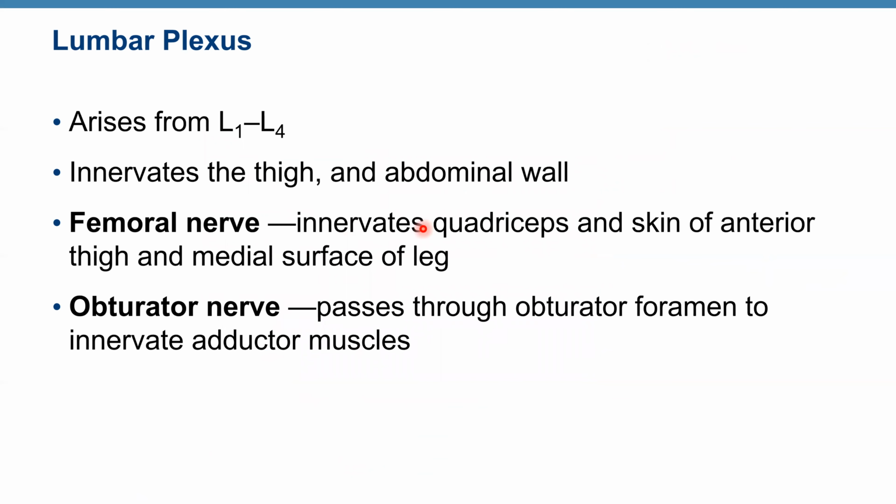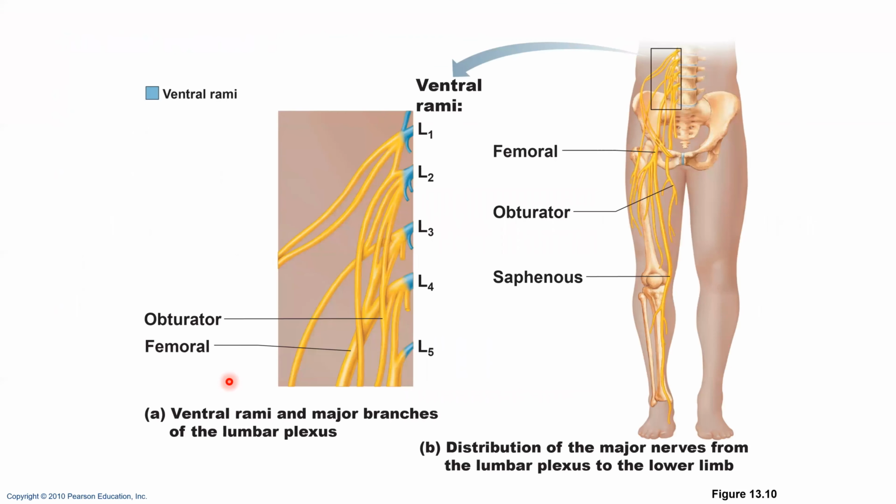Now we do not have any plexuses in the thoracic region, so we move straight to lumbar. Lumbar plexus is from L1 to L4, and they innervate the thigh and abdominal wall. Two major nerves are the femoral nerve, which innervates your quadriceps, and the obturator nerve, which innervates adductor muscles. So over here, that's our lumbar plexus.